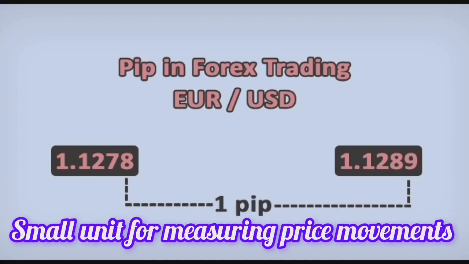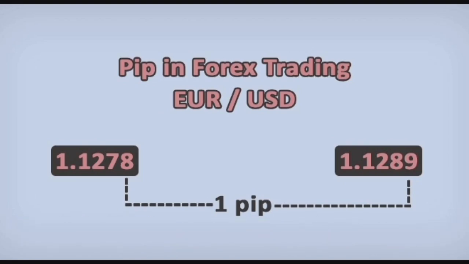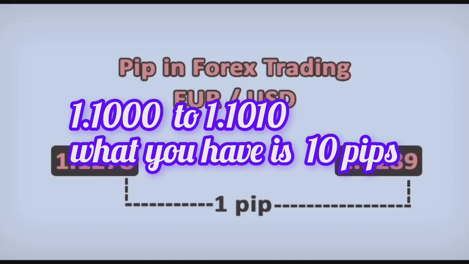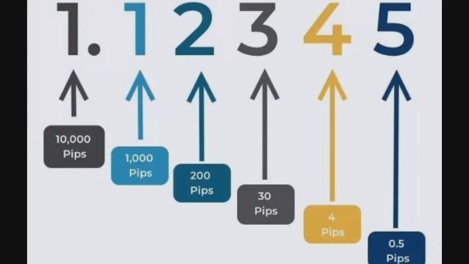A pip is simply a small unit used to measure how far price moves. Let's look at this. When price moves from 1.1000 to 1.1010, that is 10 pips. And that small movement is where your profit or loss comes from.